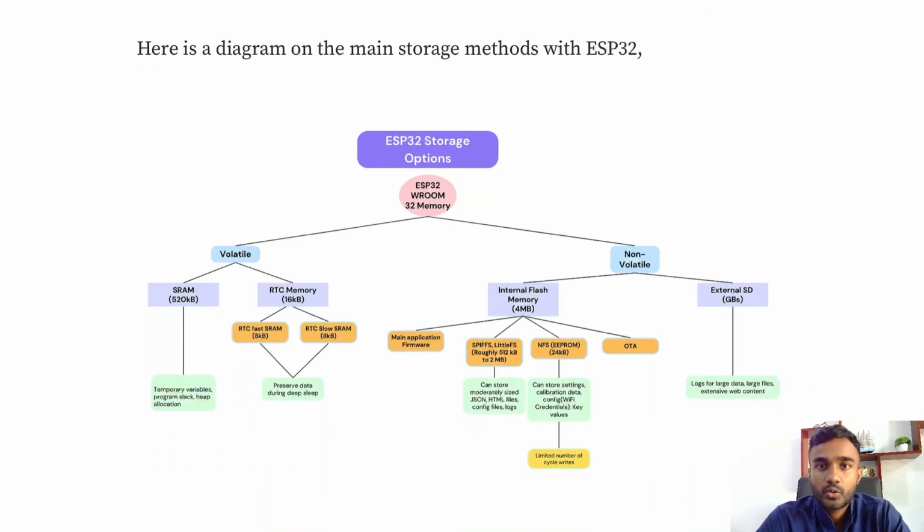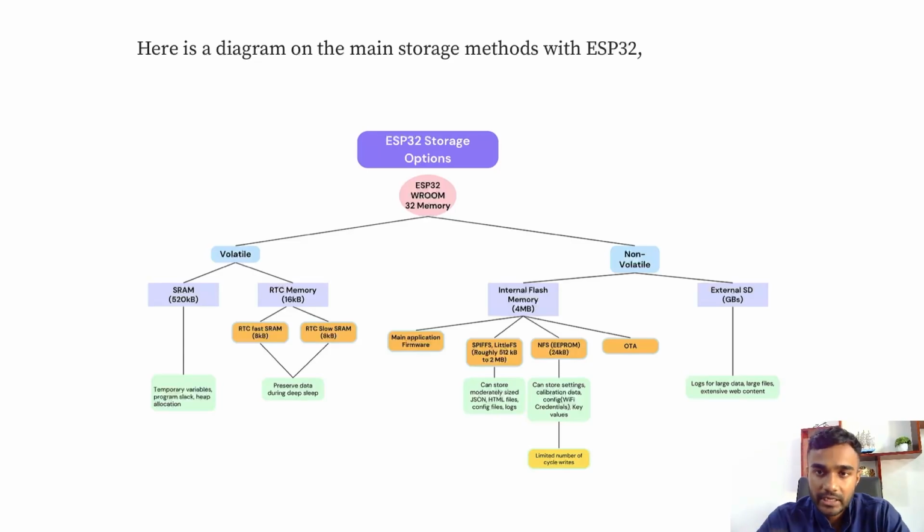Basically, in here we have referred to ESP32 ROM 32, which is a specific module in ESP32, but there are certain other modules which have different specifications. In this module there is volatile as well as non-volatile memory. In volatile we have the SRAM of 520 KB, which is used for temporary variables, program stack and heap allocation. And RTC memory is used to save data in deep sleep.